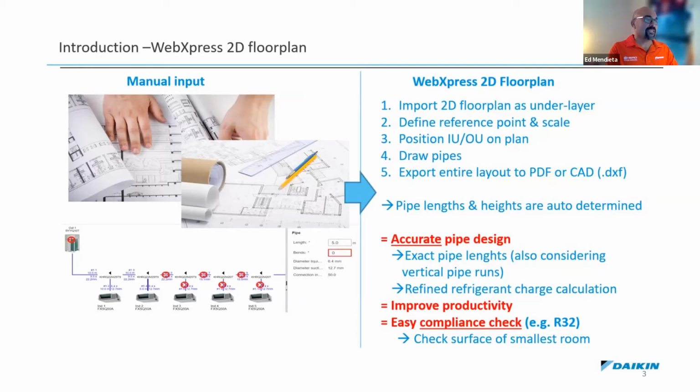And the pipe lengths and heights are also auto-determined, so you get more exact pipe lengths and you get more of a refined refrigerant charge calculation because you're taking into consideration more accurate runs of not just horizontal, but vertical pipe runs. And also you have a pretty cool compliance check for refrigerant because there is a feature to where you can determine the volume in the smallest room.